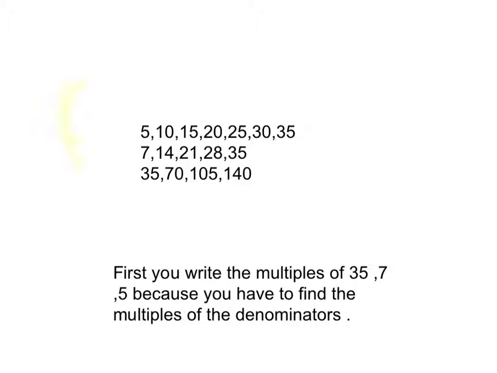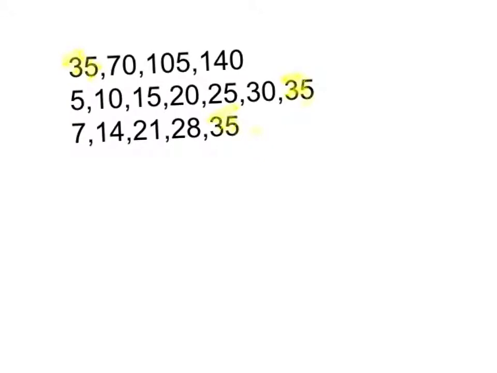And the reason we use the 7, the 5, and the 35 for finding the multiples is because we have to find the multiples of each of the denominators. You have to find a like multiple for 35, 5, and 7. You can see that the least common multiple, or LCD, is 35 because 35 shows up in all of the numbers, and it's the least common multiple.